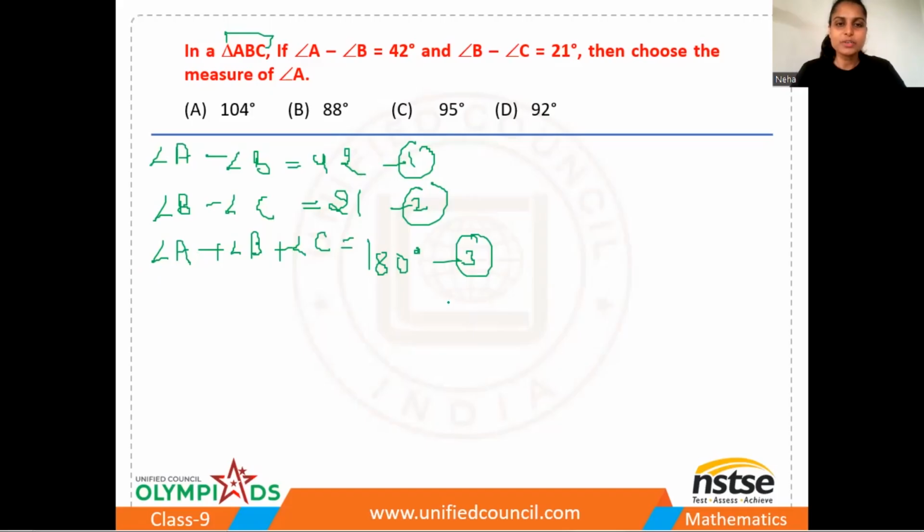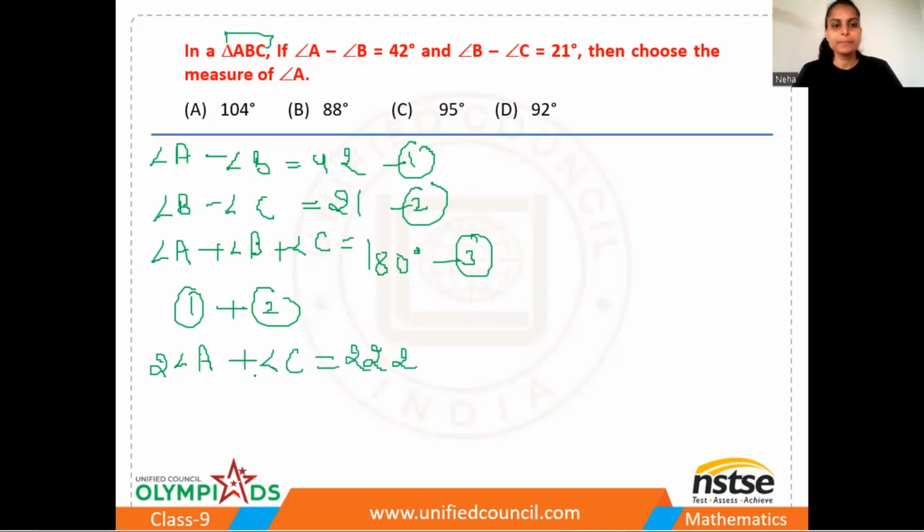So let's solve equation number 1 and equation number 2 first. Just add equation number 1 plus equation number 2. So A plus A becomes 2A. Plus B and minus C cancel out, and plus C will remain the same. If I add these numbers, 8 plus 4 is 12, and this is again 2, right? So twice of A plus C is equal to 222, right?